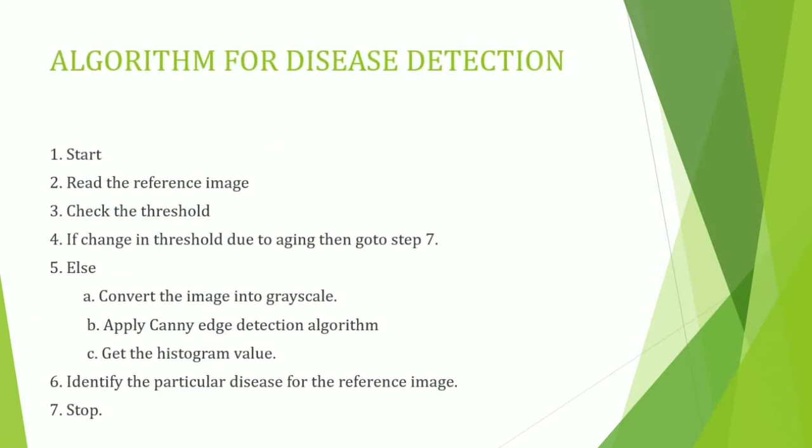This is the algorithm for disease detection. Then read the reference image, that is either a crop image or a leaves image. Then check the threshold. If the change in threshold is due to aging, then it doesn't matter, so directly stop. Else convert the image into grayscale, then apply the Canny edge detection algorithm and get the histogram value. Once everything is done, identify the particular disease for the reference image.